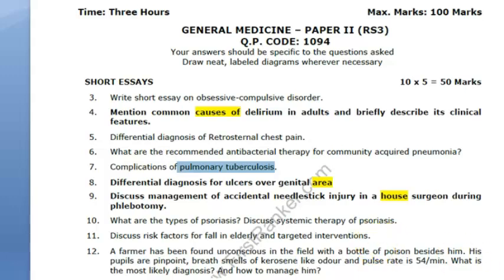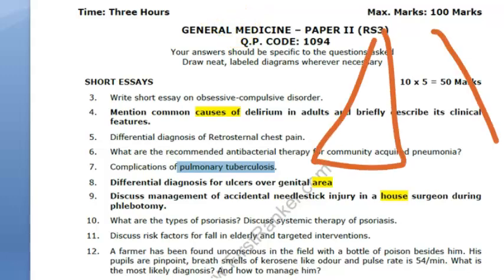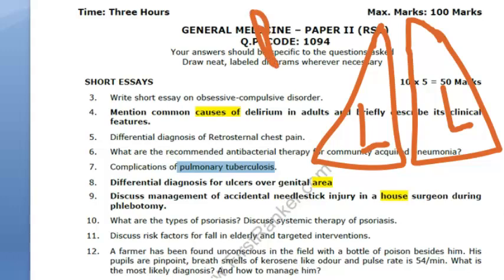Guys, look at this. What are the complications of pulmonary tuberculosis? They've asked for 5 marks. The tuberculous bacteria has affected what? The lungs. Now see, the tuberculosis bacteria, Mycobacterium tuberculosis, can affect a lot of things. It can affect your spine, it can affect your brain, anything. But here they're saying it has affected what? The lungs. So this is pulmonary tuberculosis.